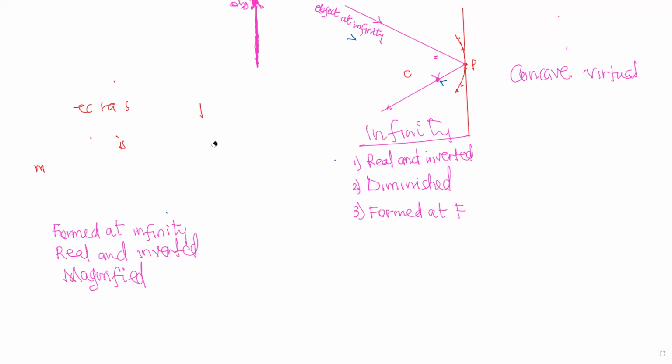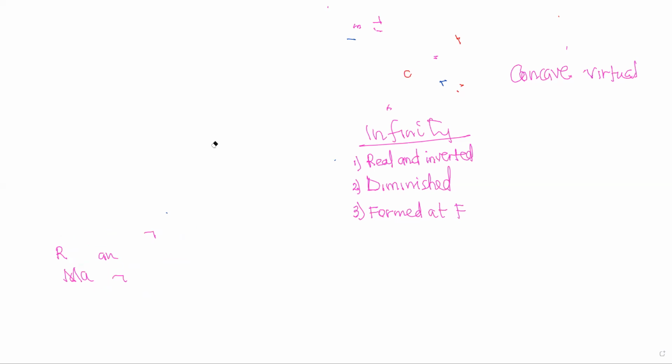Okay. Then let's quickly look at convex. For convex, every position of the object would give you a virtual image. So for convex, we don't vary positions of the object, because no matter the object position, the image formed would have the same characteristics. So it reduces our work in convex mirrors. But let's draw for about one or two.